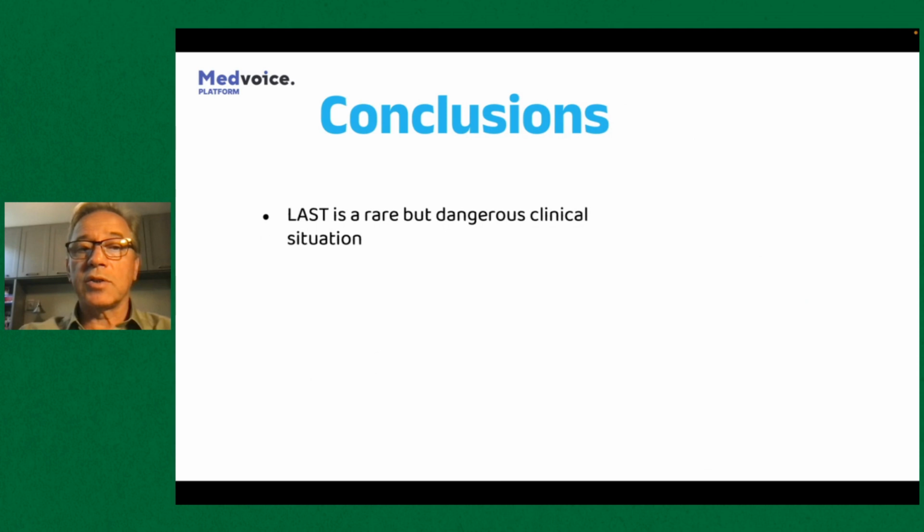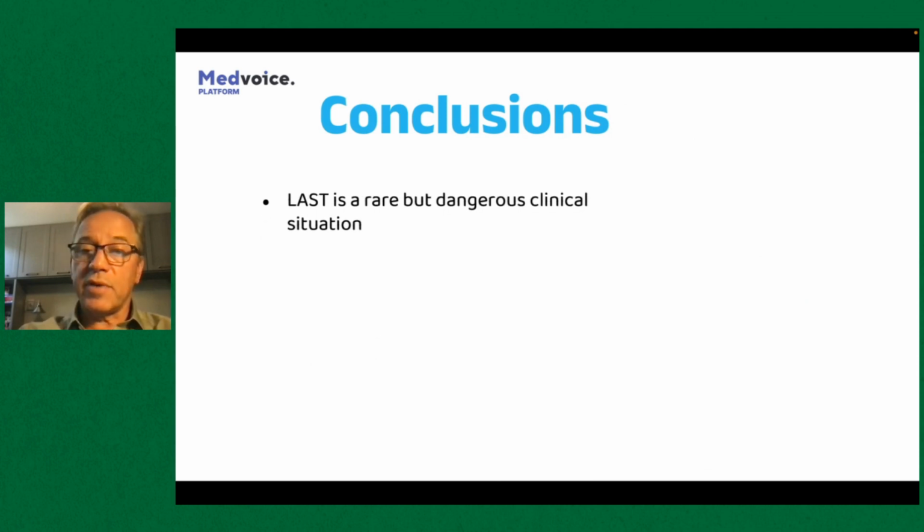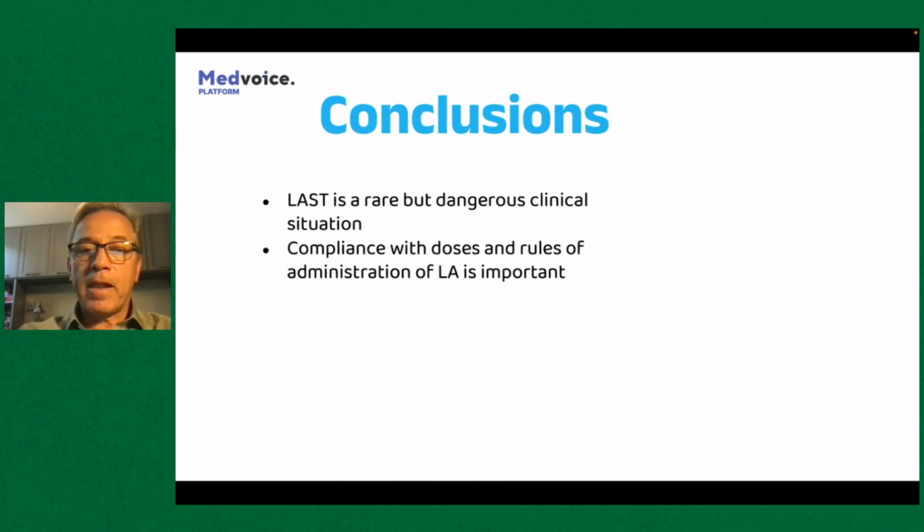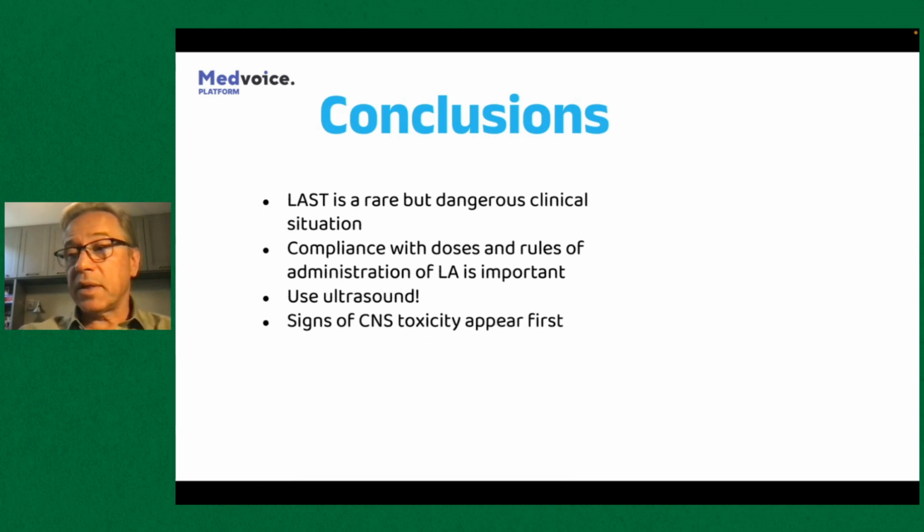Right. So conclusion on this topic. Local anesthetic toxicity is a rare but very, very dangerous clinical situation. Compliance with doses and rules of administration of local anesthetic is very, very important. Those rules that I have spoken to you about already. Use ultrasound. That will show you that you're not injecting intravascularly, because if you are, you will see that the local anesthetic is not spreading around the nerve area but being taken away by the bloodstream, and you will be suspicious. Remember that normally the signs of CNS toxicity appear first.